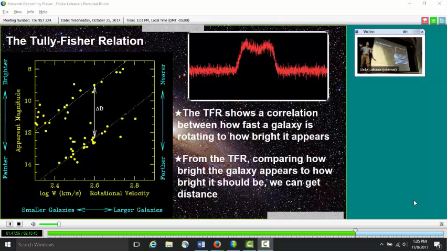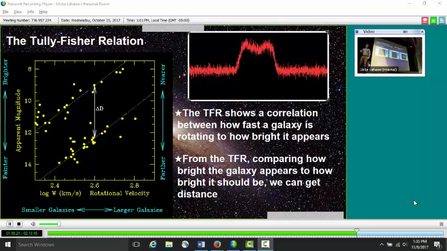And that also has to do with its distance from us. Something that's really dim is going to be really far away, and something that's really bright is going to be close to us. So the way we get distance is we compare the apparent magnitudes from the Tully-Fisher relation, which tells us how bright it should be, with how bright it appears to us. If we get a difference between how bright it should be and how bright it is to us, we can get the distance from them to us.